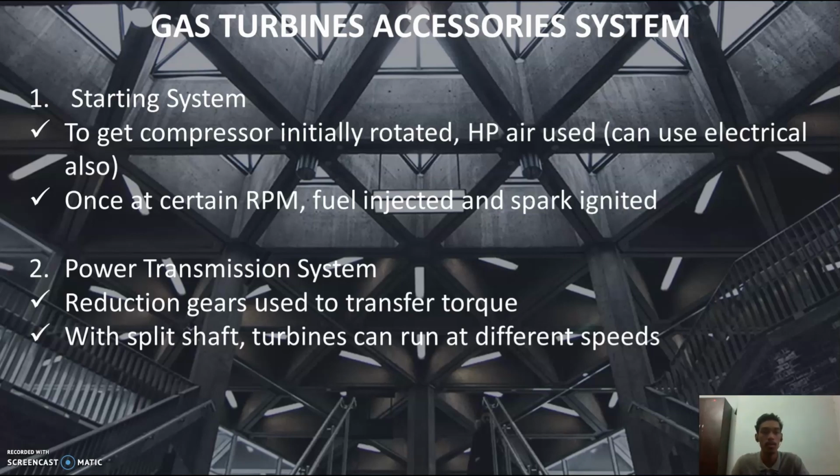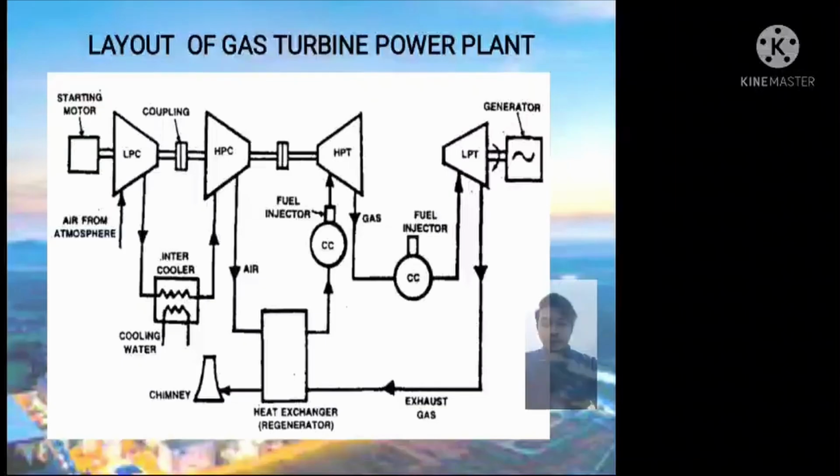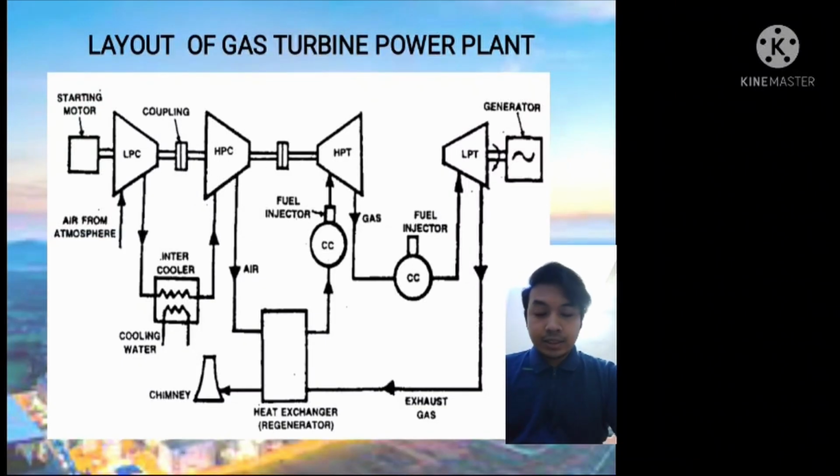So next, for the power transmission system, reduction gear is used to transfer torque. With split shaft, turbine can run at different speed. And this is the layout of a gas turbine power plant.